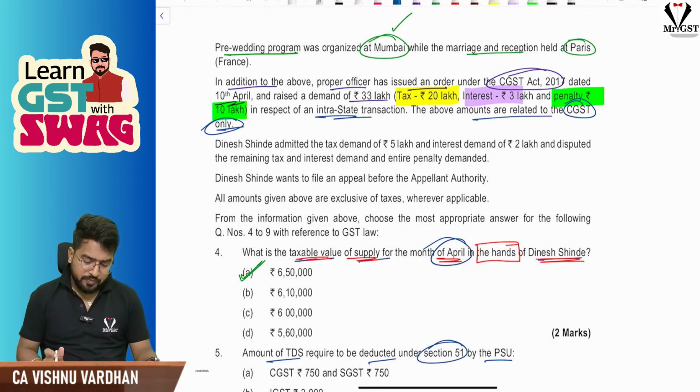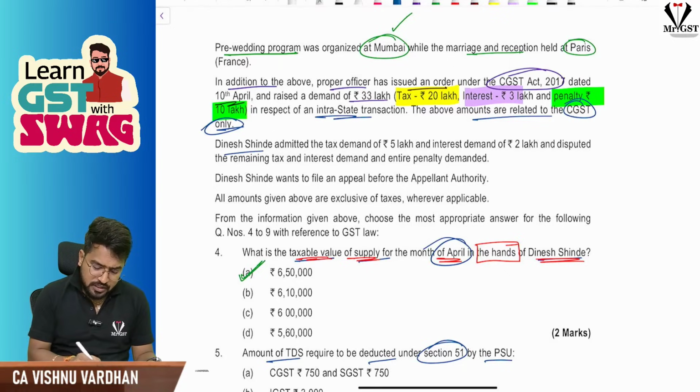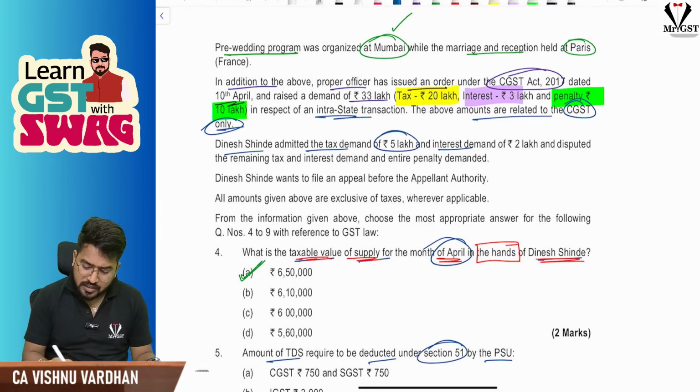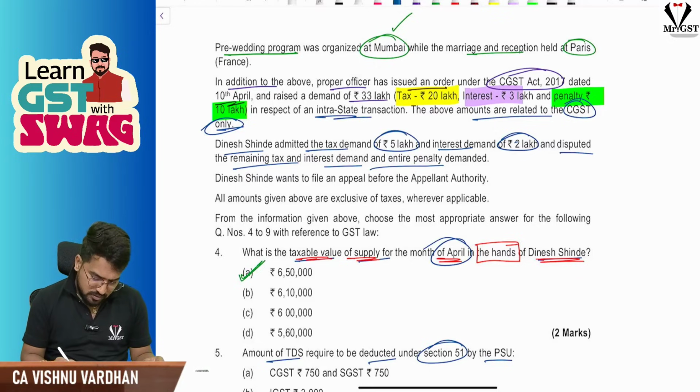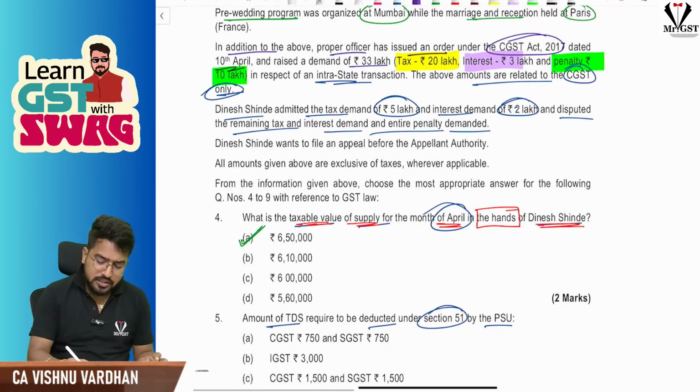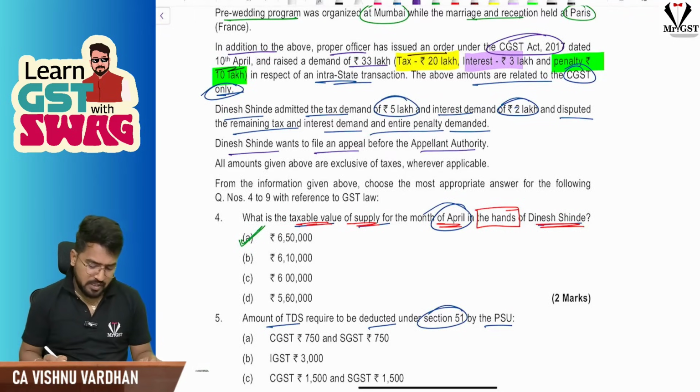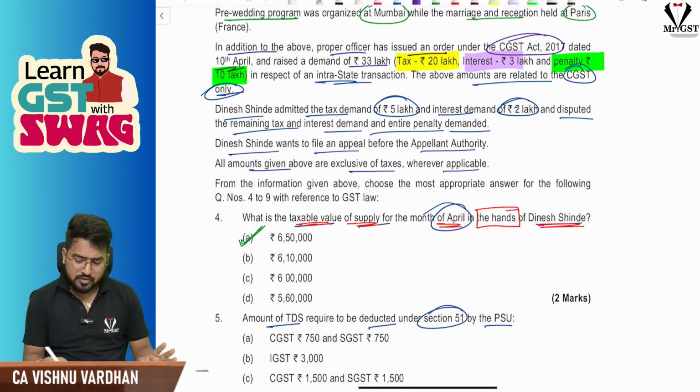CGST only. Now, sir, Dinesh Shinde admitted the tax demand of 5 lakhs and interest of 2 lakhs and disputed the remaining tax, remaining interest demand and the entire penalty demanded. Okay. Dinesh Shinde wants to file an appeal before the appellate authority. All amounts given above are exclusive of taxes.